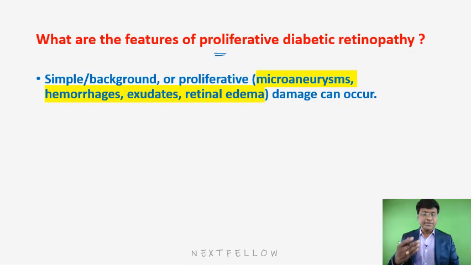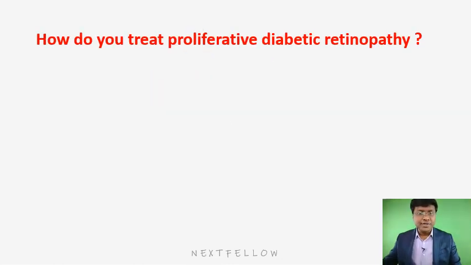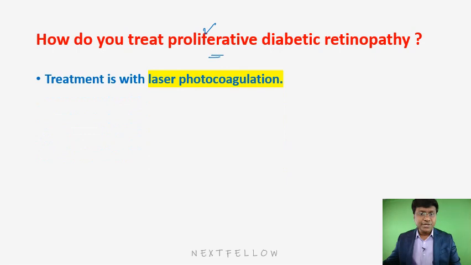When you do a fundus examination, you will observe the presence of microaneurysms. You will make out the presence of hemorrhages, exudates, and retinal edema. These are all the abnormal proliferative damages that you will see in the fundus examination of a patient with proliferative diabetic retinopathy. Then, how do you treat proliferative diabetic retinopathy? The treatment is laser photocoagulation.